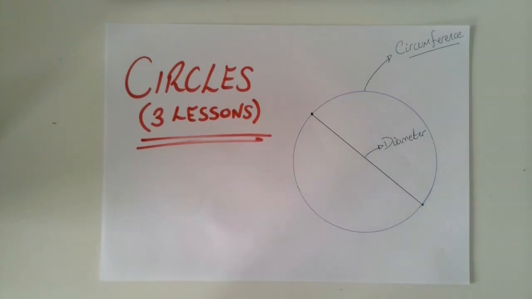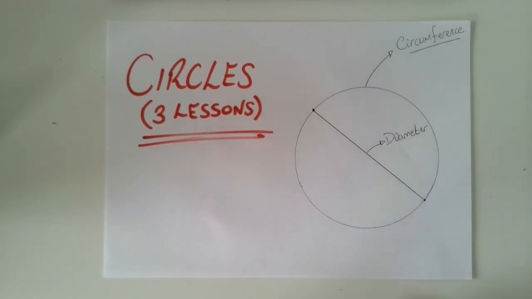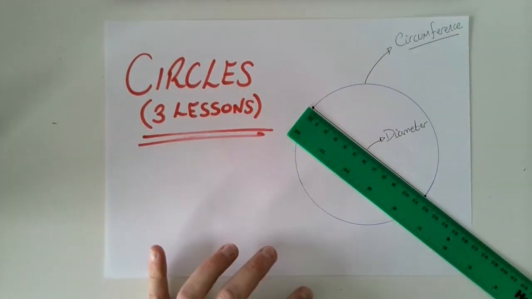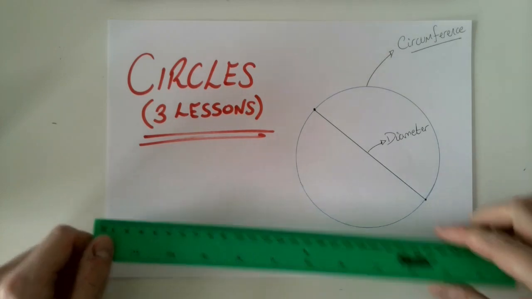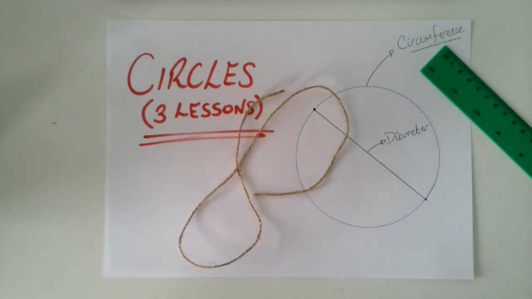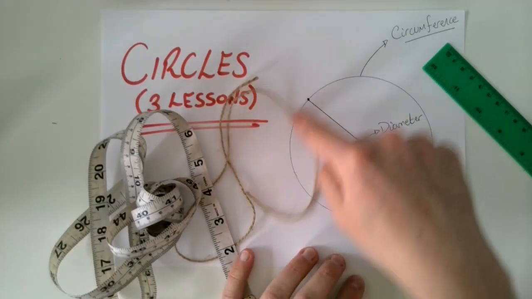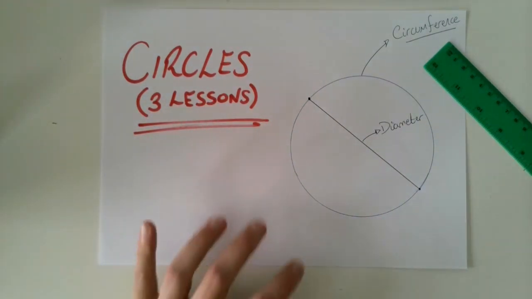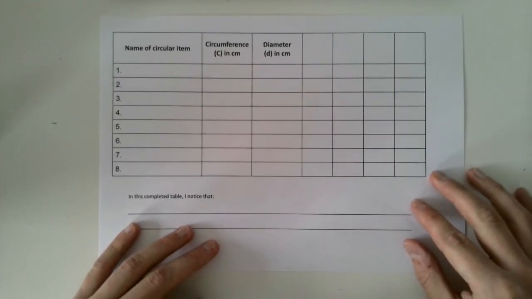Okay, now I've put this onto Google Classroom, but you're going to need quite a few things for this activity. First of all, you're going to need a piece of paper and a pen or pencil, which hopefully you would have had anyway. You're going to need a ruler to be able to do what I just did with this circle here to find the diameter. You're also going to need either a piece of string or a measuring tape to be able to measure the outside of the circle. You're going to need to print off or copy into your books the table that I've put onto Google Classroom, which looks like this.